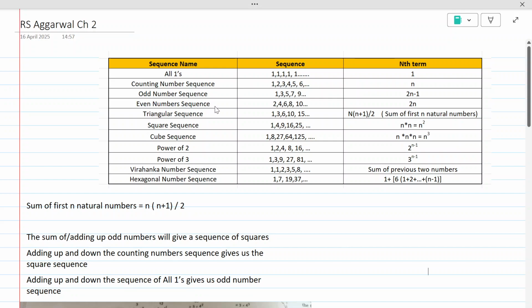Next, we have the even number sequence 2, 4, 6, 8, 10. And to derive the nth term, we will use 2n here. Means if I need the 20th term, then the answer will be 2 multiplied by 20, that is 40.